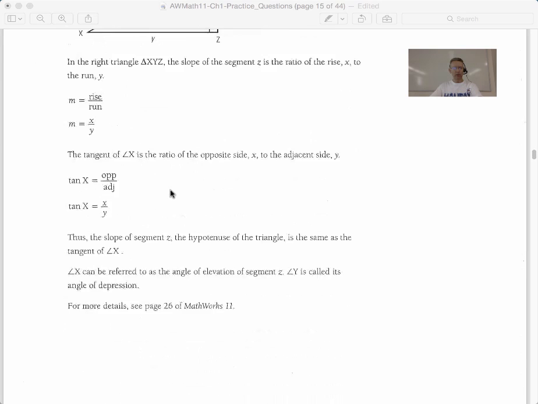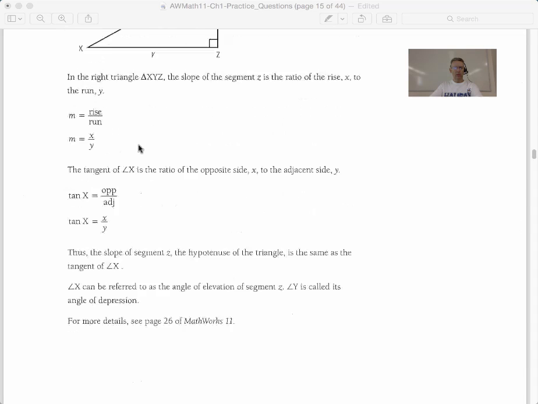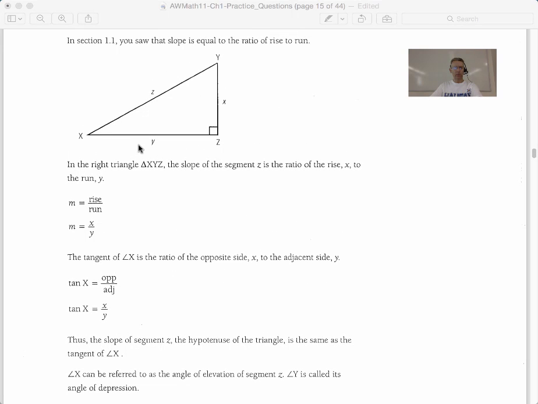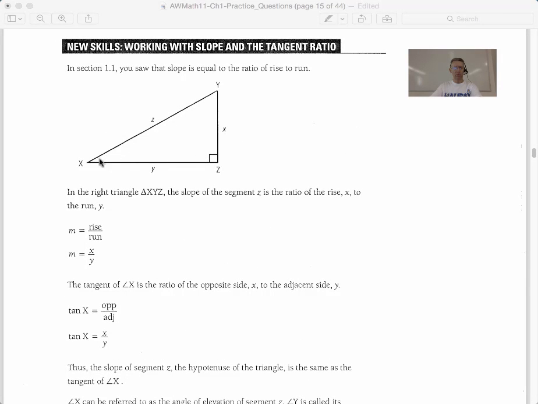And they're saying here that angle x can be referred to as the angle of elevation. So what they're saying here is that in the triangle above, we can see the angle of elevation from the ground. If this is the ground here, the angle of elevation is from the ground up to the hypotenuse. In other words, the amount of inclination.